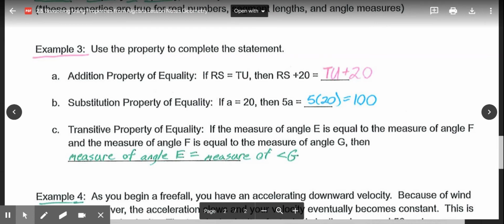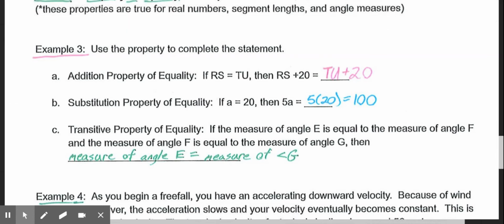The substitution property of equality states if A and B are equal, then we can substitute them. And in this case also, if A equals 20, then 5 times A will equal, well, that's 5 times 20. We're substituting the value in for A, which would also be 100.